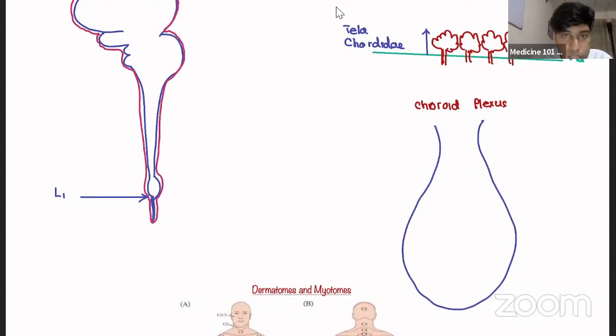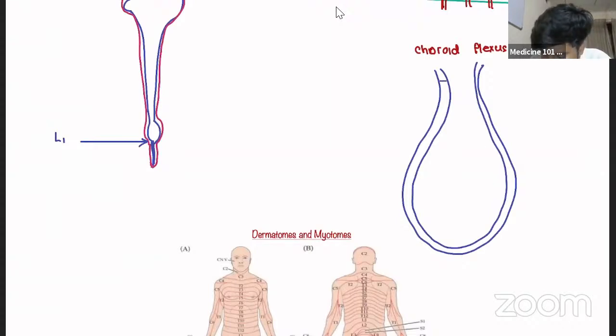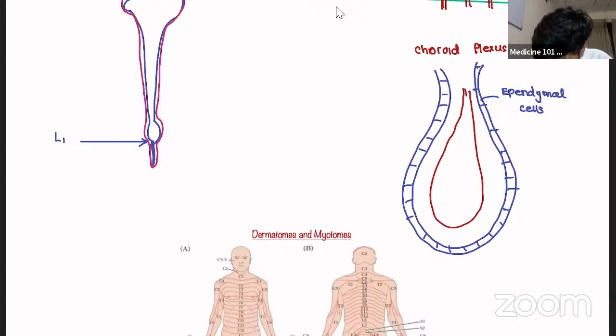So, yeah, okay. This is the structure of a choroid plexus. Does anyone know the name of these lining cells? Ependymal cells? Yes, perfect. These are ependymal cells. Inside this, you have the capillary loops. You have the blood vessels. These are capillaries, basically.